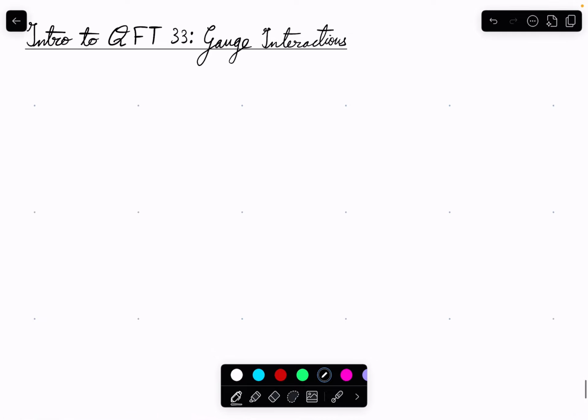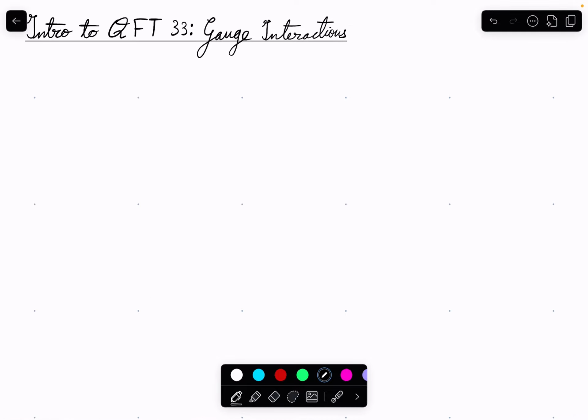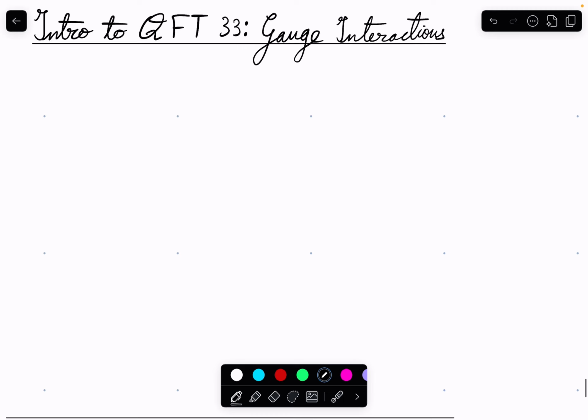So we'll just be talking about how you create a gauge interaction, really simple, and then we'll expand what it looks like for a scalar field. Really, there are two things you do.